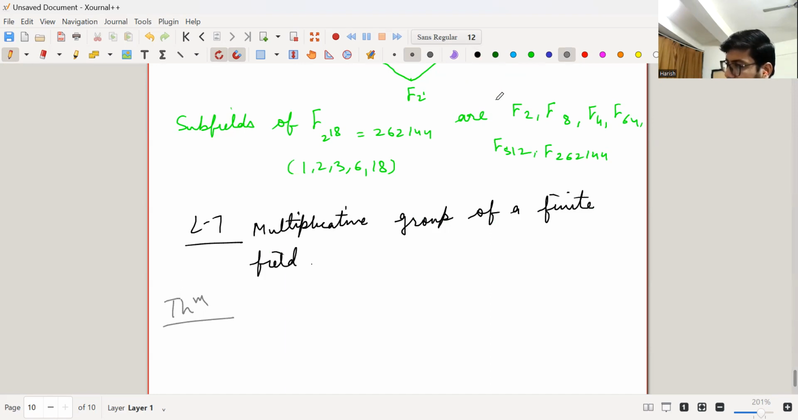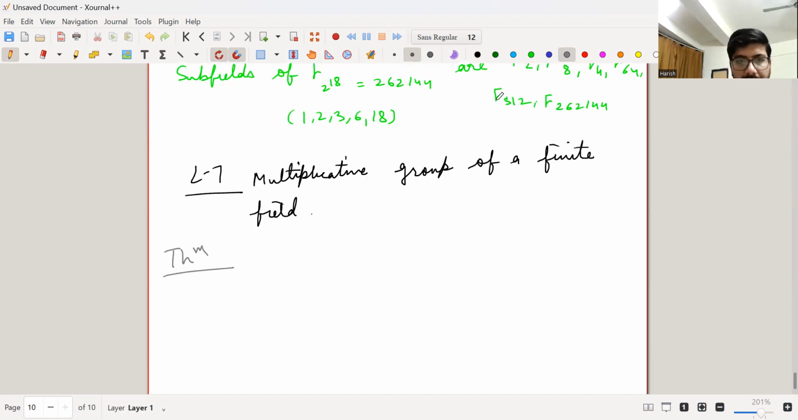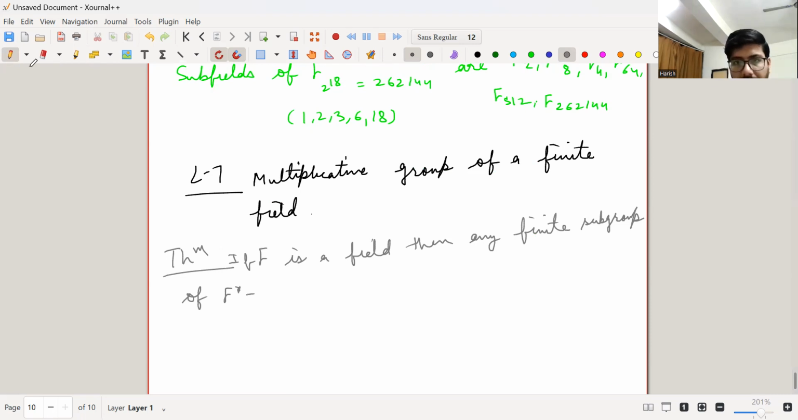So this first theorem says that if F is a field, then F star, that is F minus 0, is a group, and any finite subgroup of F star, that is F minus 0, is cyclic.